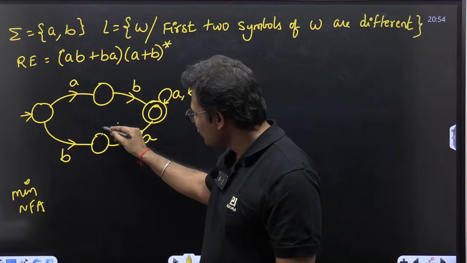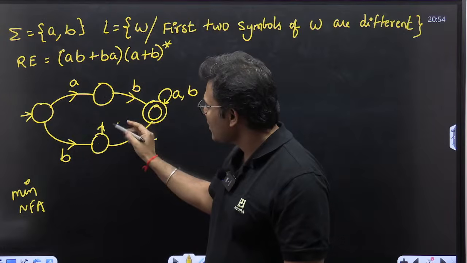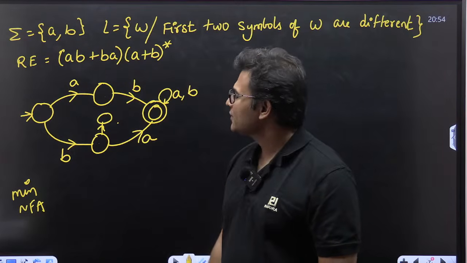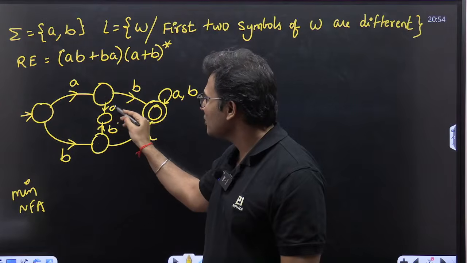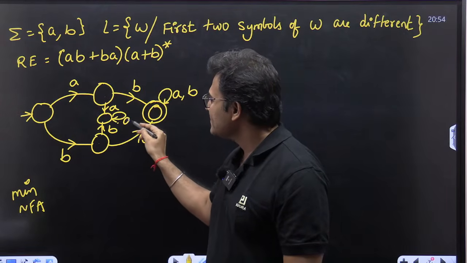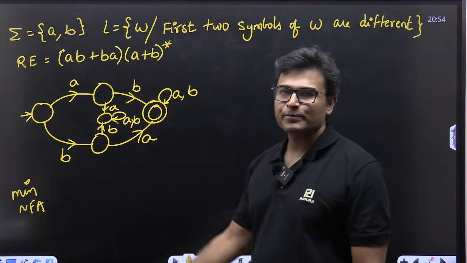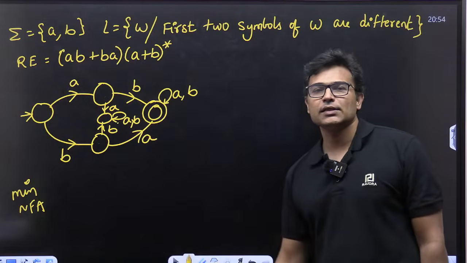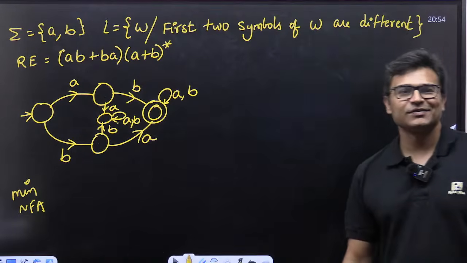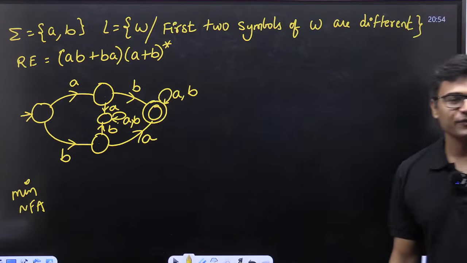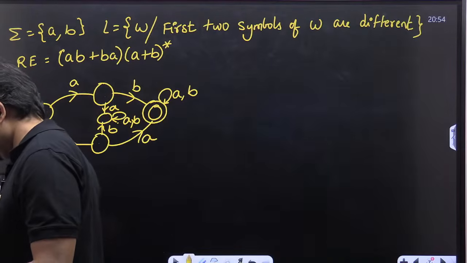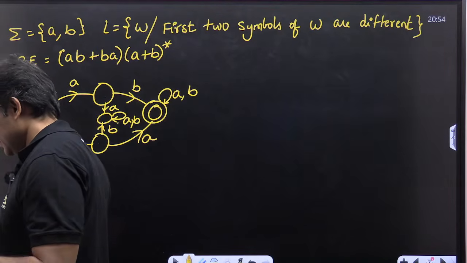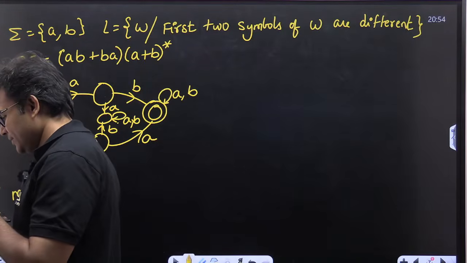So it is a beautiful question. I can take a dead state, and on B and on A, I will put it on the dead state. A and B, I will put it on the dead state. Cool. Right?